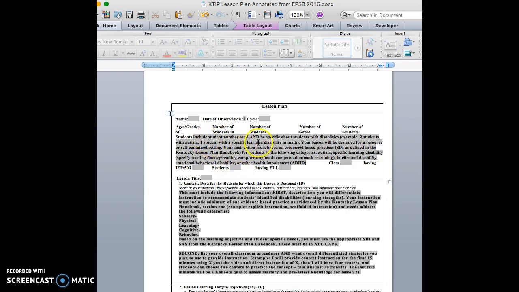When you're doing the age and grade, know that you're going to include the total number of students in a gen ed classroom, so however many students you think would be on average in your 3rd grade classroom or in your 10th grade geometry classroom. And you're going to be specific about students with disabilities. This is your choice, but I'm giving you some parameters.